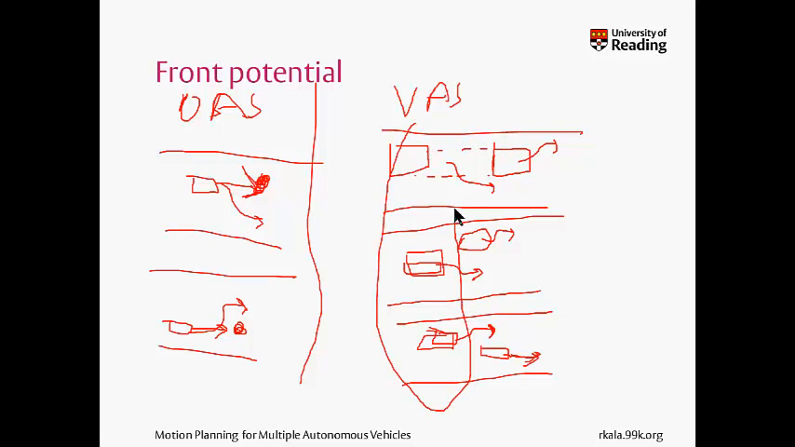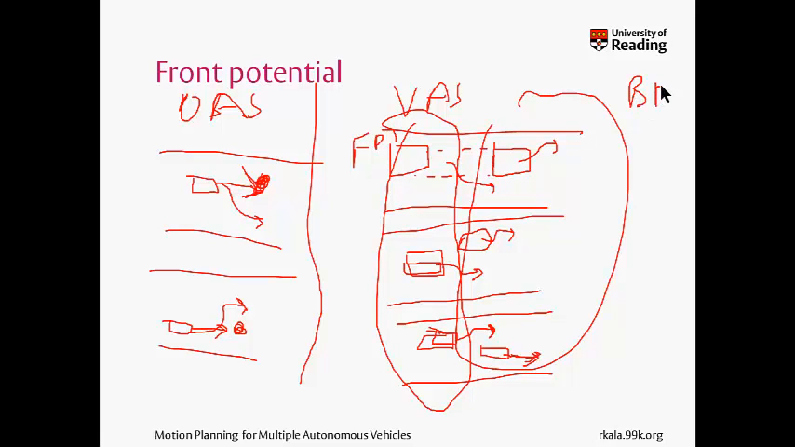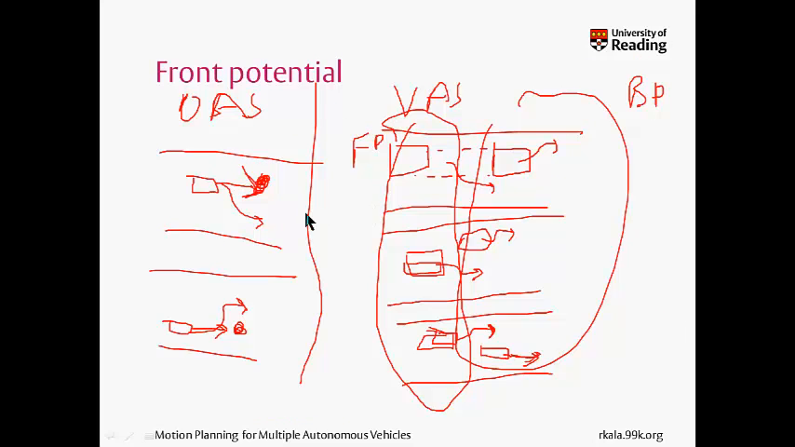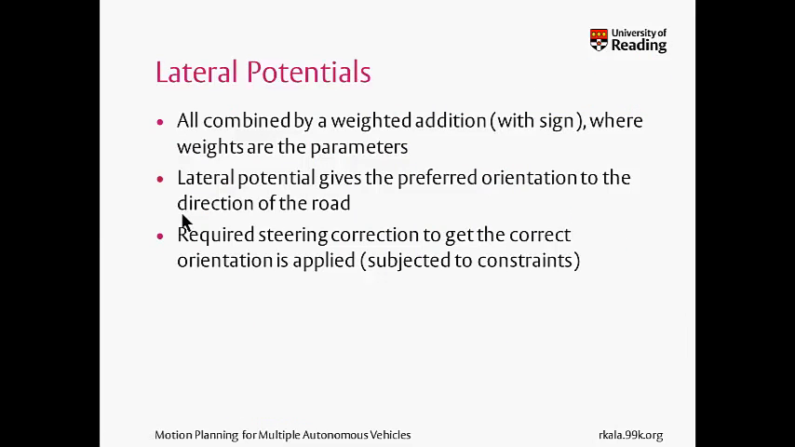This one's for the forward potential, and this one's for the back potential, where this is the forward potential and this one is the back potential. And once I have solved the problem separately for each of these potentials, I simply take a weighted addition of all the potential sources.